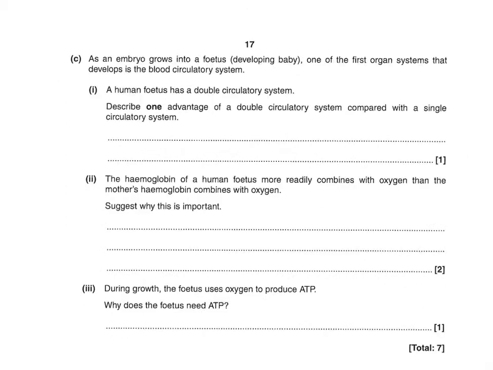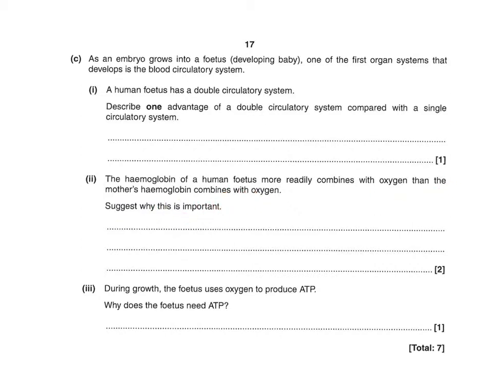As an embryo grows into a fetus, a developing baby, one of the first organ systems that develops is the blood circulatory system. A human fetus has a double circulatory system. Describe one advantage of a double circulatory system compared to a single circulatory system. So that's just the idea that you can have a higher pressure or a greater rate of flow. That's for 1 mark. But you can also say that you can have different pressures in the lungs and the body. You could say there's a more efficient transport of oxygen, or you could say that the blood can be pumped around faster.